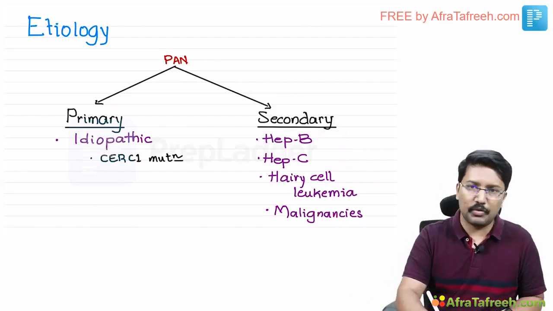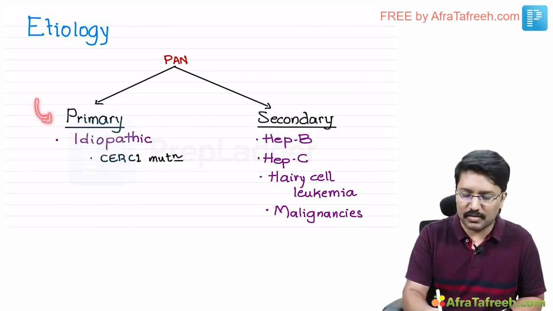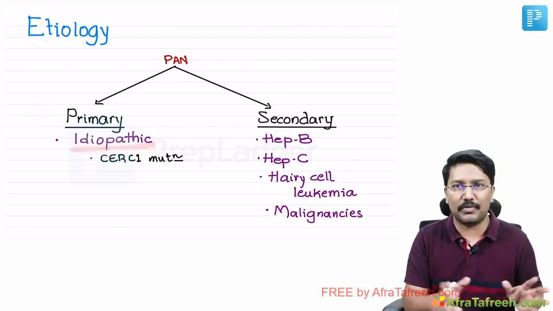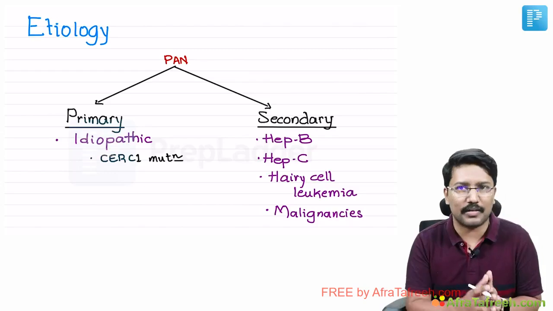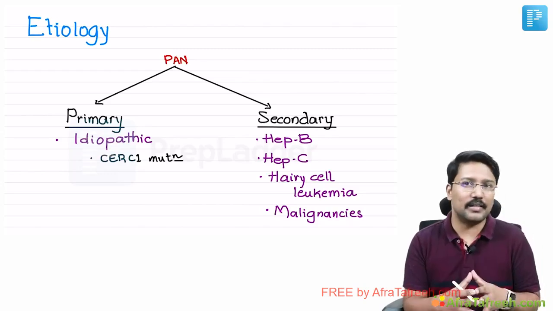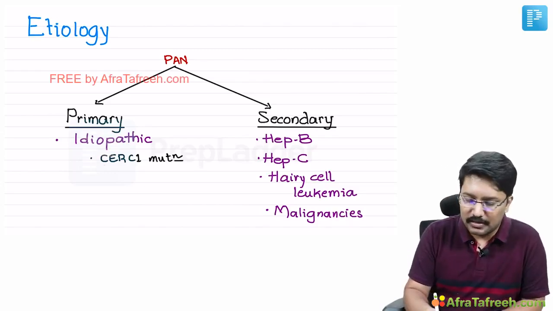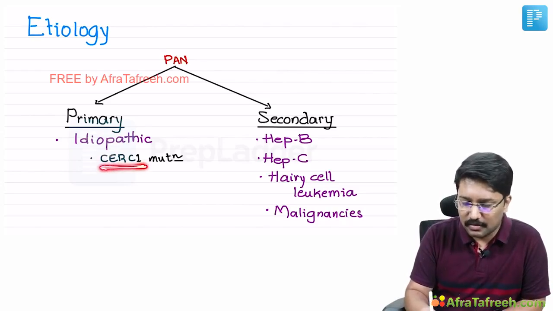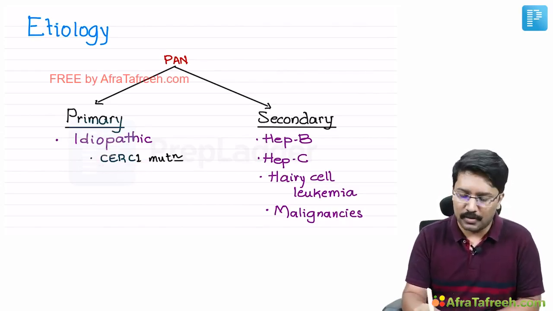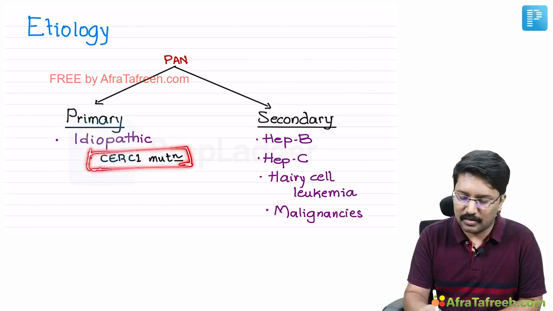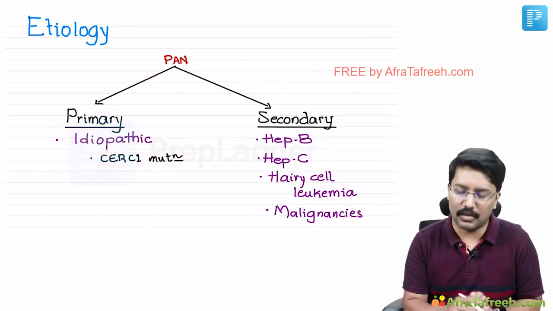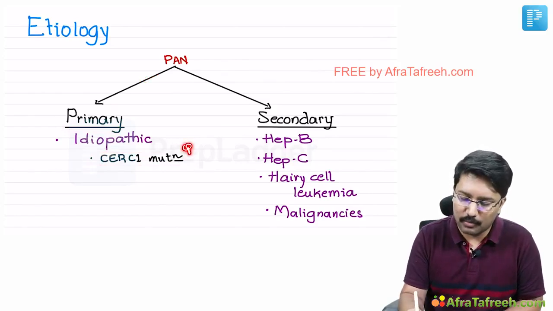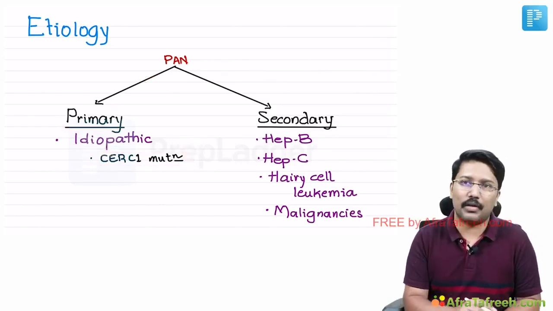Okay. Now coming to primary, obviously we know this is a disorder which is idiopathic. That is why we are calling it primary, right? We don't know what is causing it, so we are calling it primary. But there are some recent studies which link a mutation in a gene called CECR1, right? SERC1 or CERC1. These mutations have been implicated in causation of primary idiopathic polyarteritis nodosa, and this I would see as an important MCQ point for those who are preparing for INI-CET.